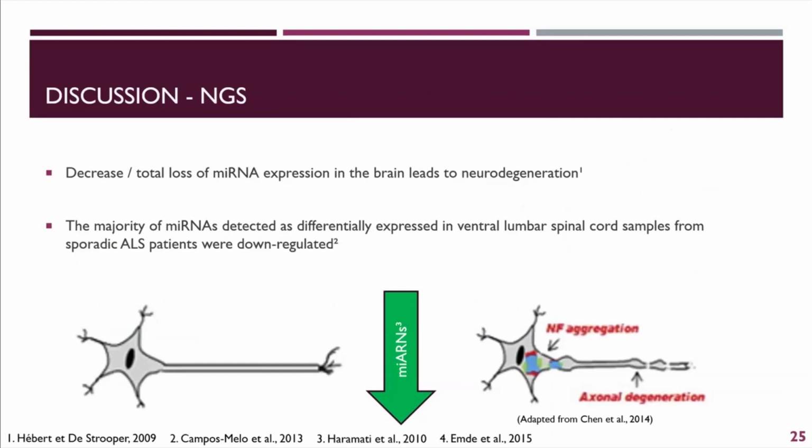Also, it seems that the majority of microRNAs that are differently expressed in spinal cord samples, where we take a slice of a lumbar sample, in those ALS patients the microRNAs were mostly downregulated. So everything seems to be agreeing so far. And there are interesting mechanisms of how these microRNAs might have a role.